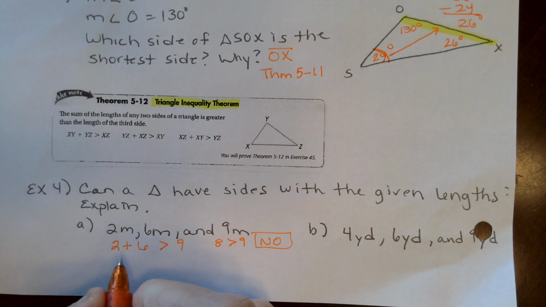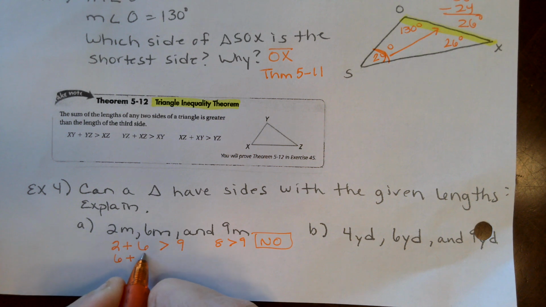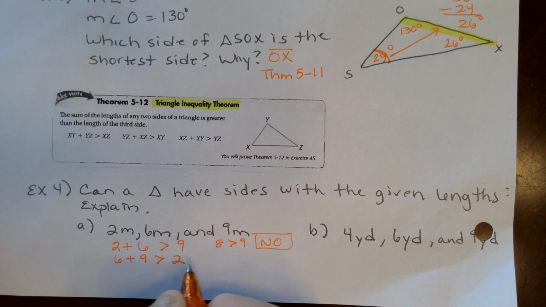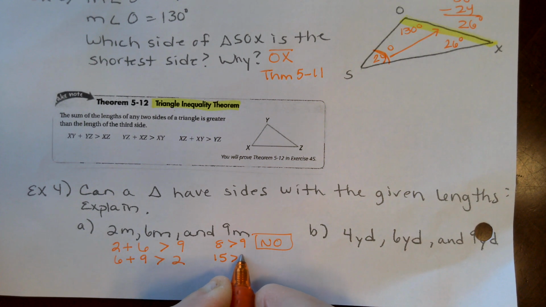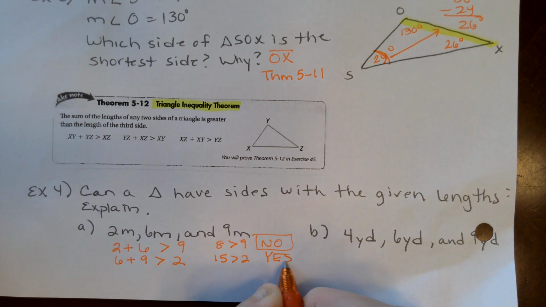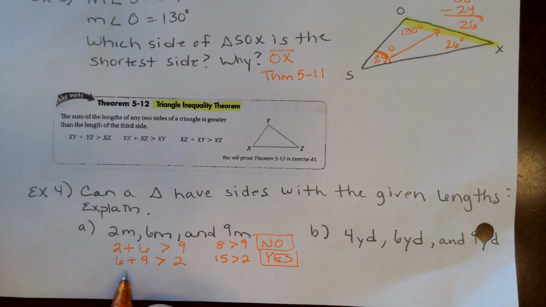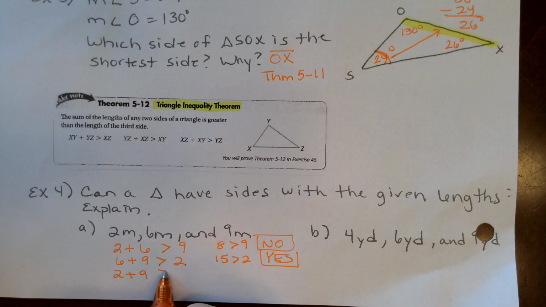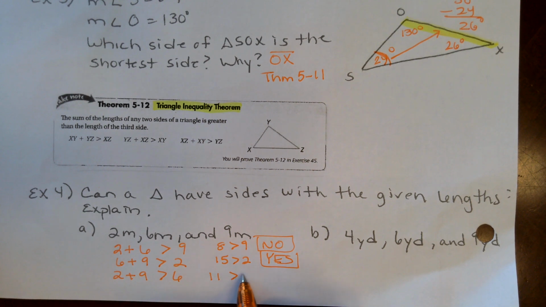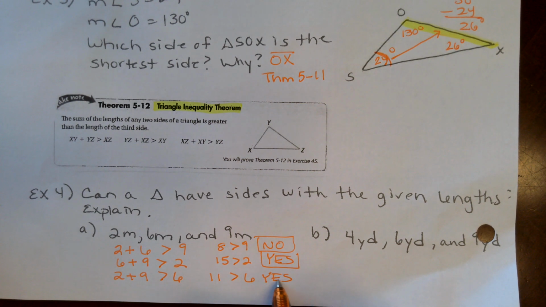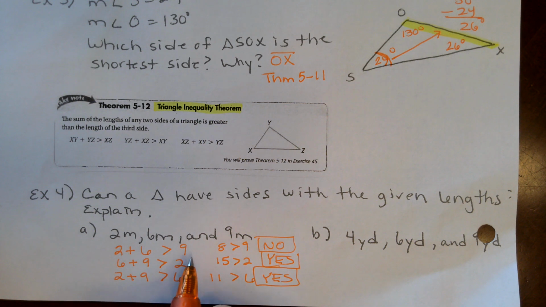But just for good measure, I want to show you the other ones. So 6 plus 9, can that be bigger than 2? Yes. And can 2 plus 9 be greater than 6? Yes. So the other two were fine, but it was this first one that does not work. They will not be able to connect those corners. There won't be enough room to connect these two at the corners of that one.